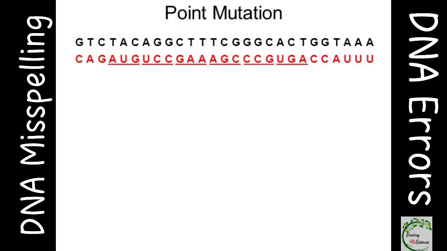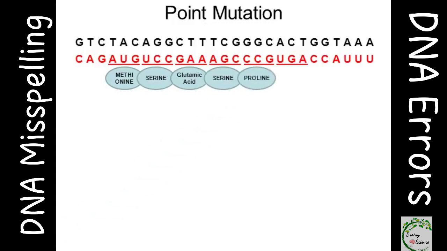And the ribosome will read the codon AUG, and transfer RNA will deliver the amino acid called methionine. The ribosome will read the codon UCC. Look up UCC on your genetic code chart. And transfer RNA will deliver serine. The ribosome will read GAA. Look up GAA on your chart. Transfer RNA will deliver glutamic acid. The ribosome will read the codon AGC. Transfer RNA will deliver serine. The ribosome will read the next codon, CCG. Transfer RNA will deliver proline, and then the ribosome comes to UGA, and that's a stop codon right there.